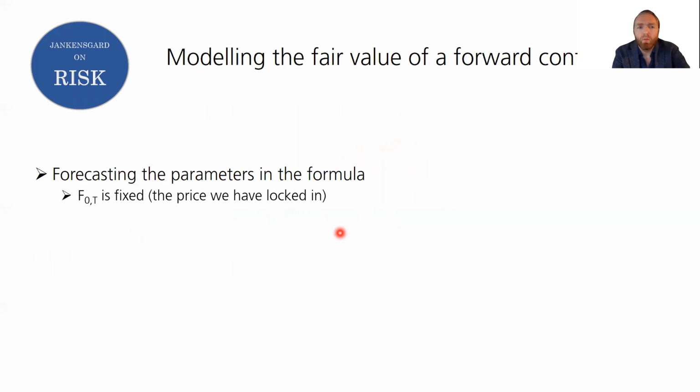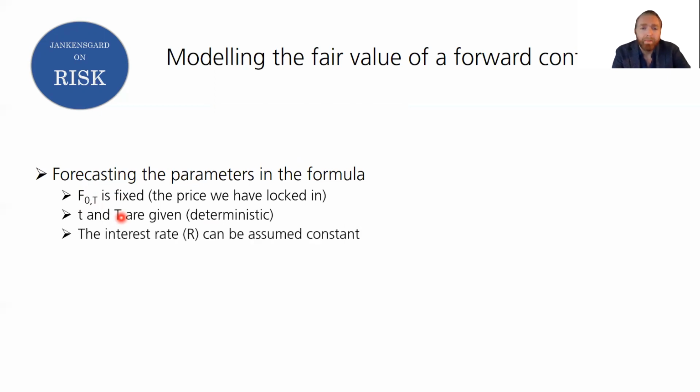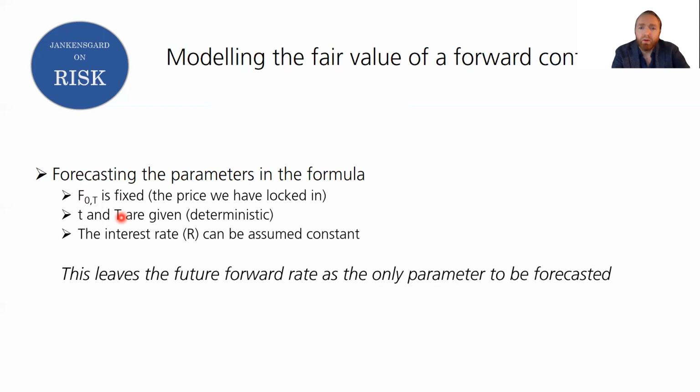So what are the variables in the formula that we have to lock in then? Well, this is given now. We have locked in a certain forward price, the one we can see today for a maturity of time capital T, right? T and capital T are given, deterministic. There's no uncertainty involved there. We can simplify things and assume a constant interest rate. So that leaves the future forward rate as the only thing that needs to be forecasted. So that's what we need to do to implement this.